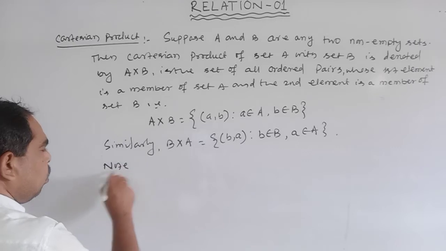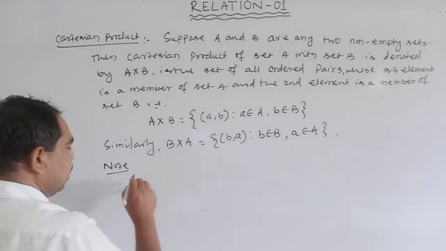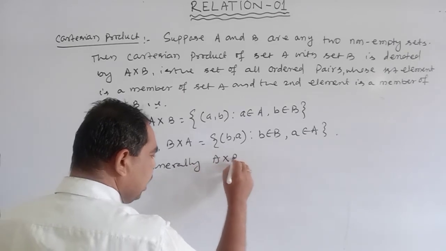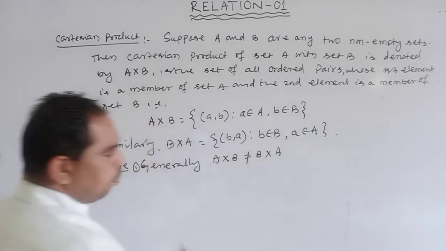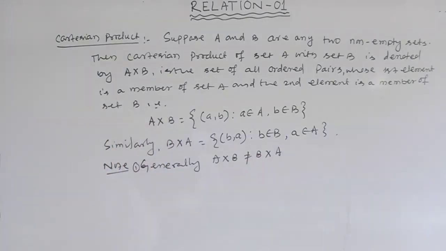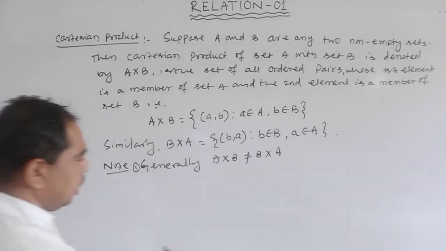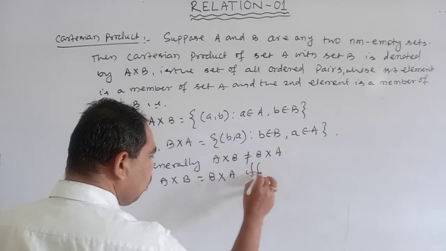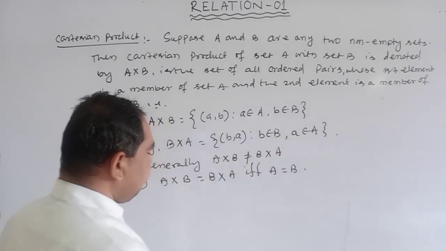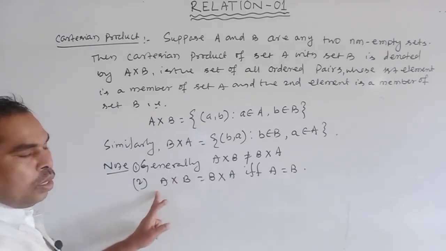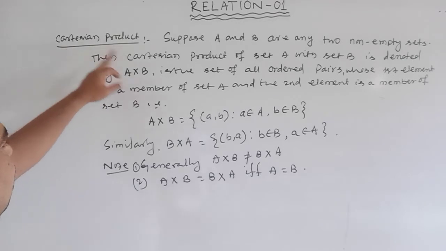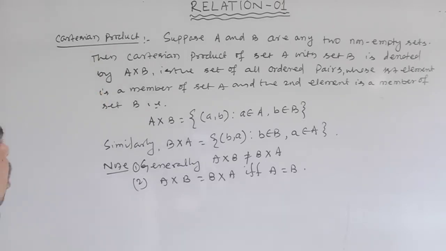Note, generally, first point: A into B is not equal to B into A. Second, A into B is equal to B into A if and only if A is equal to B. This is the Cartesian product of two sets.